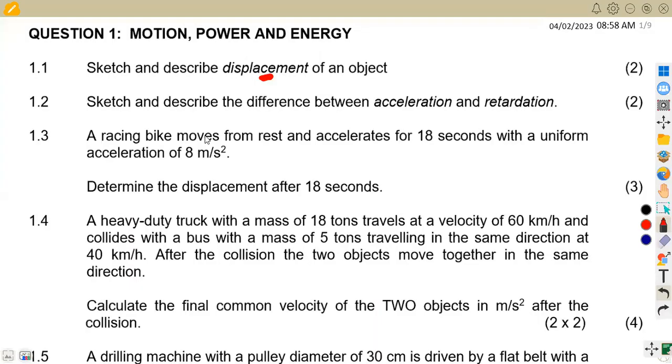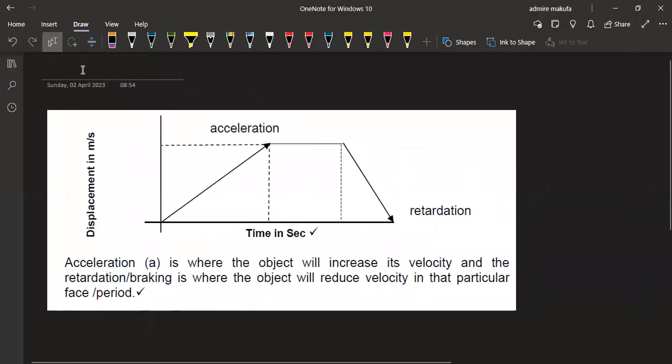Let's see the other part of the question. Sketch and describe the difference between acceleration and retardation. Remember that acceleration is an increase, where you have a positive, and retardation is a decrease, where you have a negative. I want us to check what we have in terms of a diagram. This part is our acceleration, which is the increase, and when there is a decrease, that is your retardation, which is the deceleration.